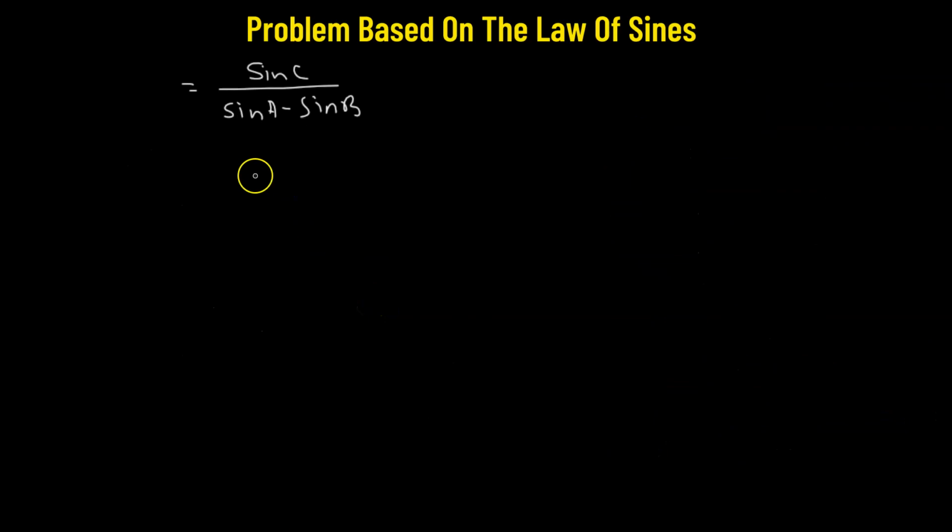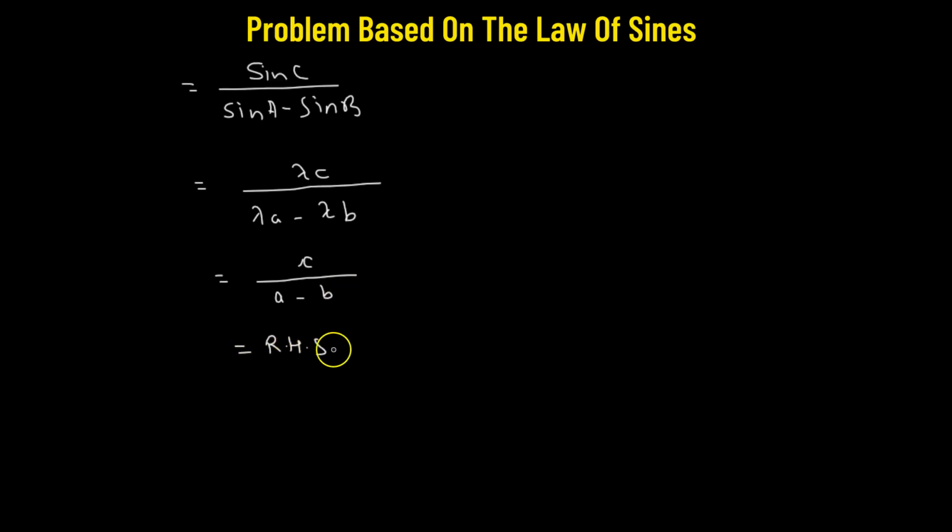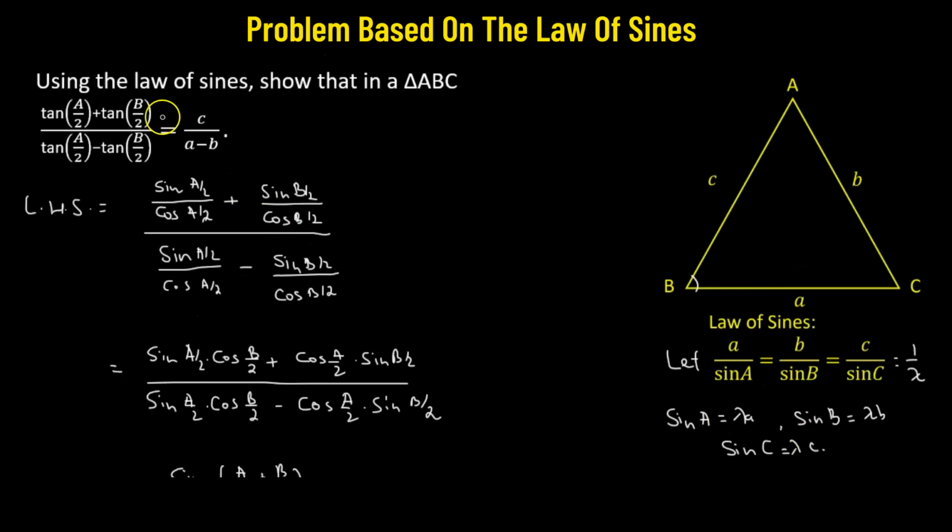So we have sine C over sine A minus sine B. So we're going to get lambda c divided by lambda a minus lambda b. We can factor out lambda from both the numerator and the denominator, and that finally leaves us with c over a minus b. So this is the expression on the right hand side. Hence we have successfully shown that by using the law of sines, this equation is true.